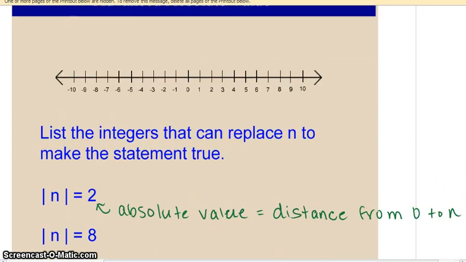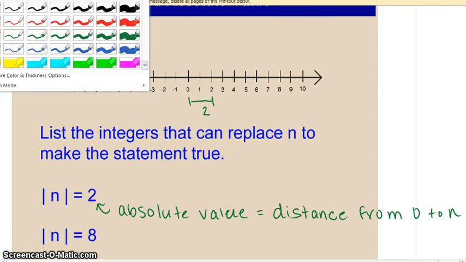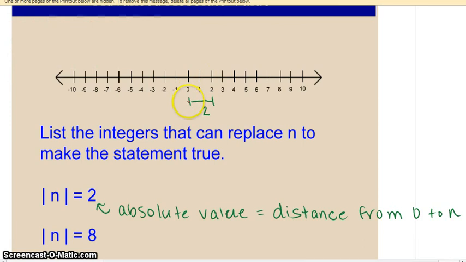So let's think for a second. If we know our distance from 0 to n is 2, well, here's the distance of 2 right there. Can you think of anywhere else where we might have a distance of 2? If you thought from 0 to negative 2 might give you a distance of 2 as well, you're correct. So n can actually be, or actually is, negative 2 as well as 2.